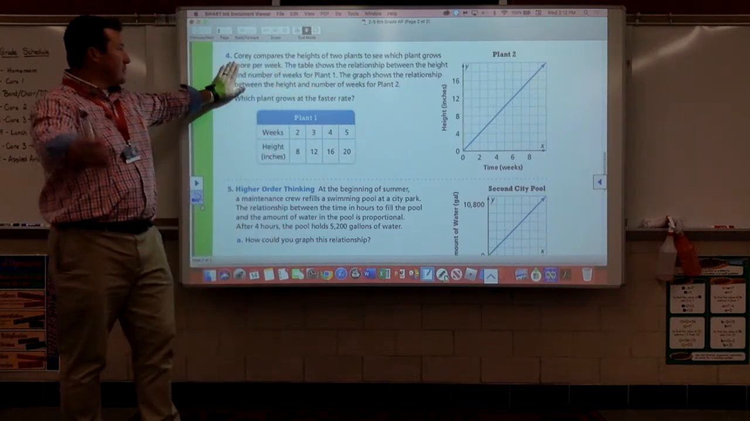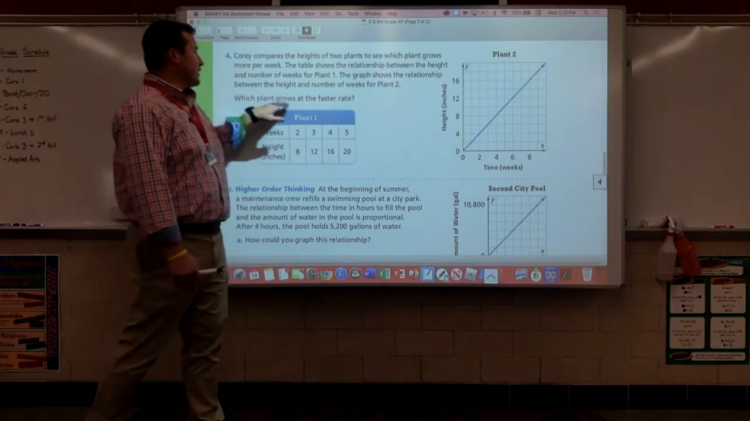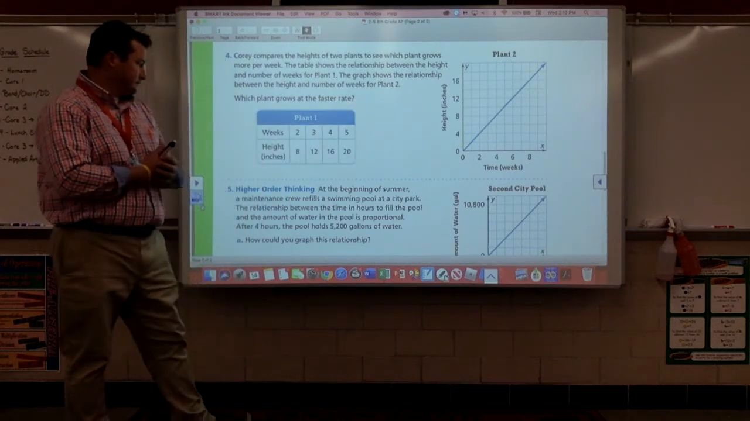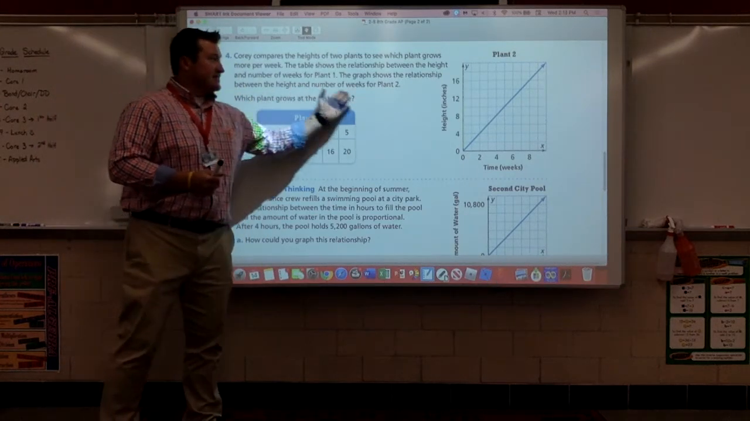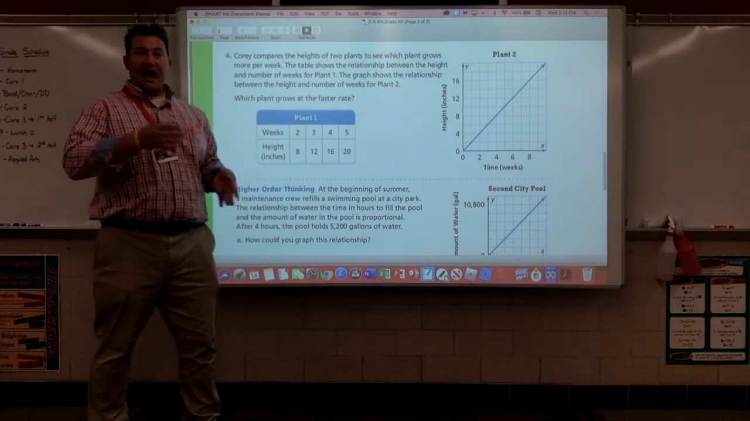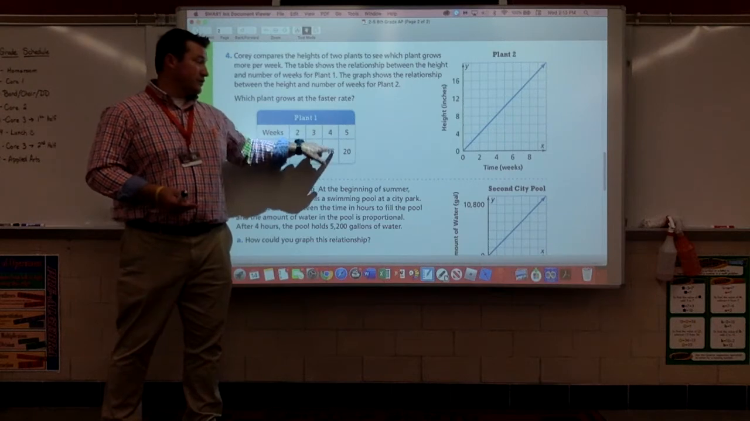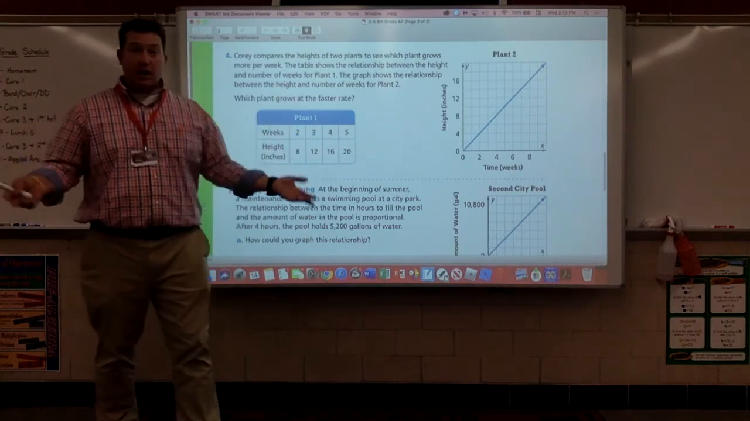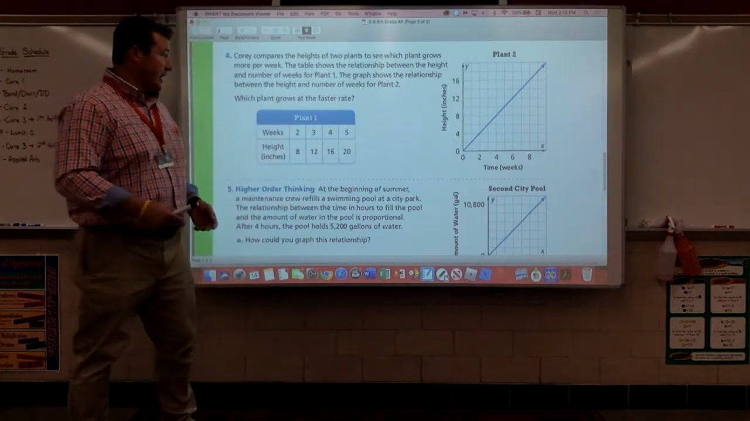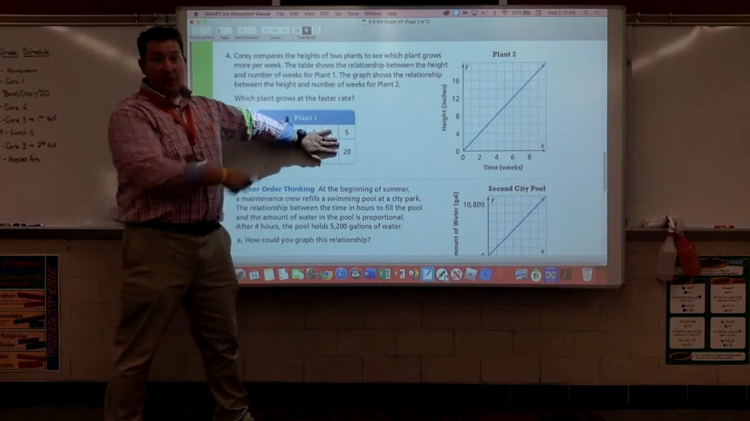Here we go. We're talking about plants on number 4. It says which plant grows at a faster rate. This is in a table for plant 1. I don't care which ordered pair you choose. You pick whichever numbers you think you can divide in your head. Oh, hey, I'm good at 5s. I want to do that one.